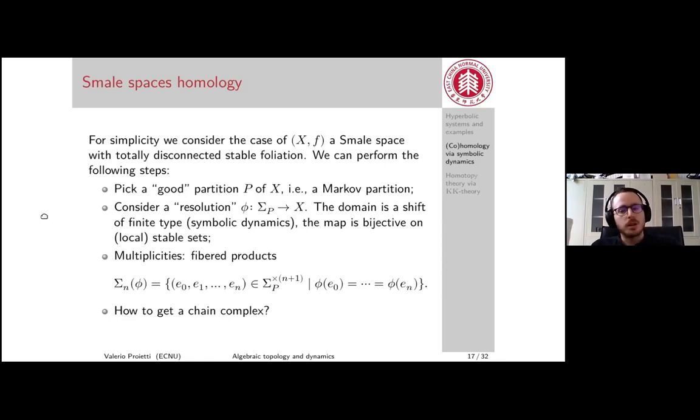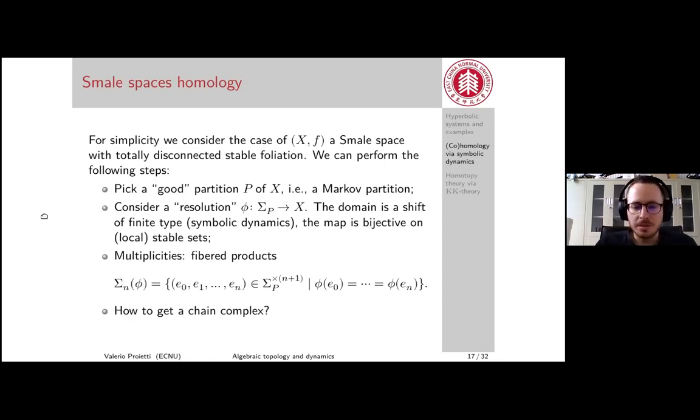So as we did for Čech cohomology, there we had this sheaf construction. Here, for the moment, we go a little bit more hands-on and we just consider the fiber product of our shift of finite type sigma p over itself, over the map phi. And so sigma n of phi will be just an n+1 tuple of paths on sigma p, which all map down onto the same element in X.